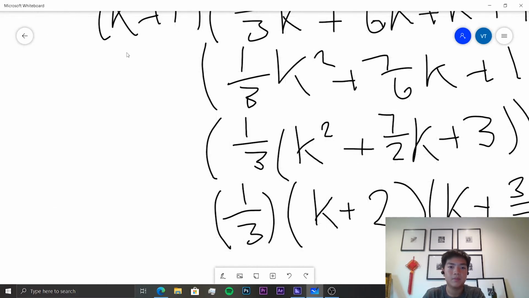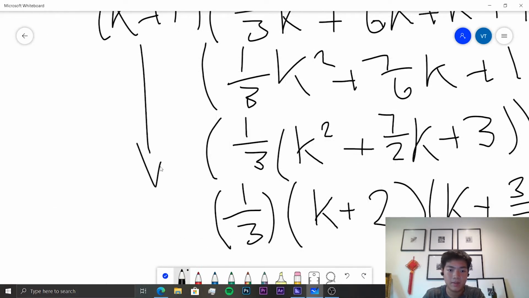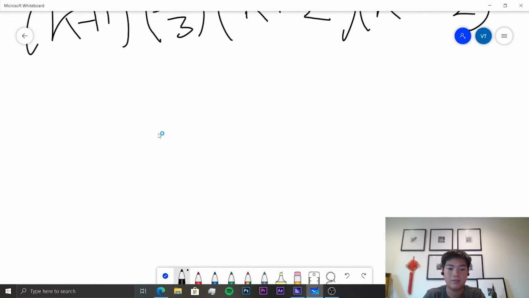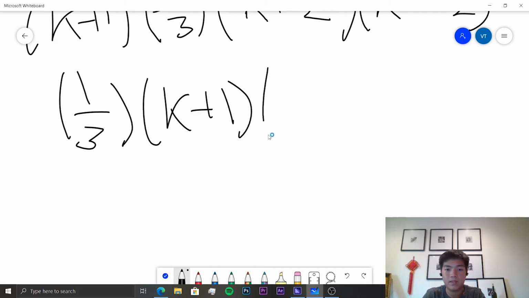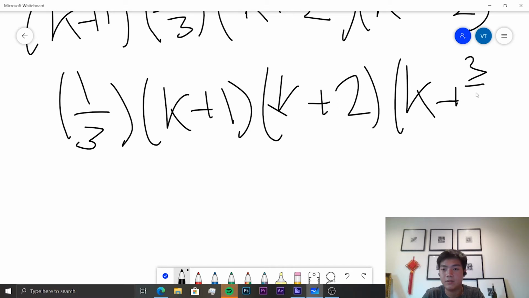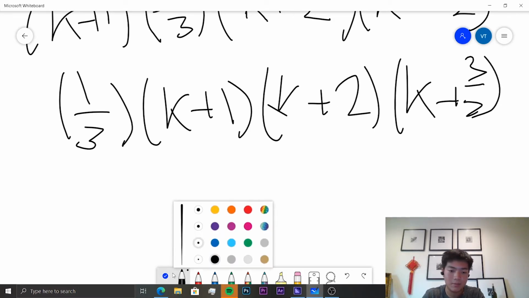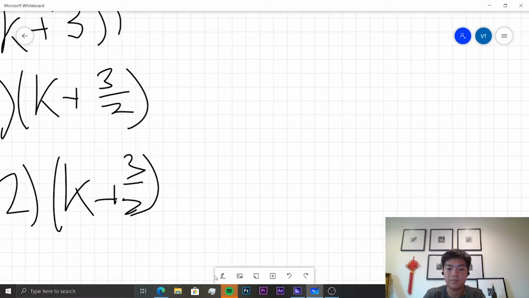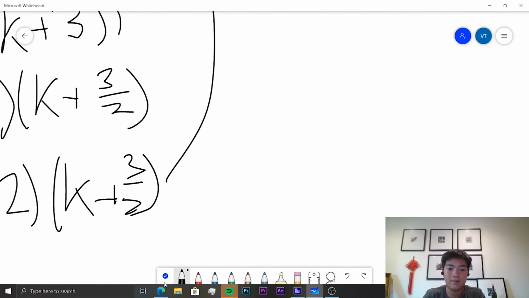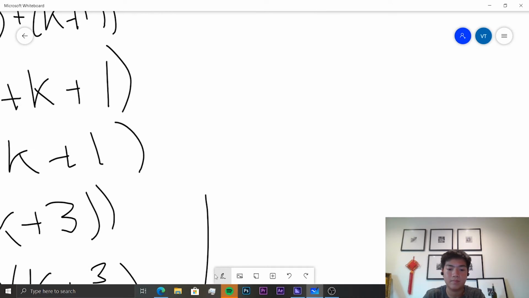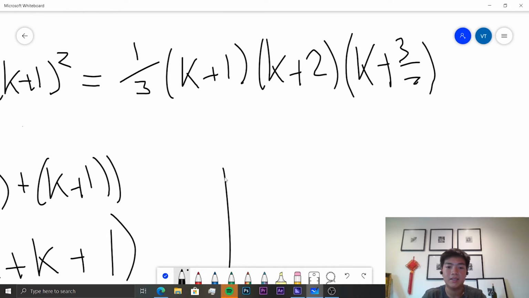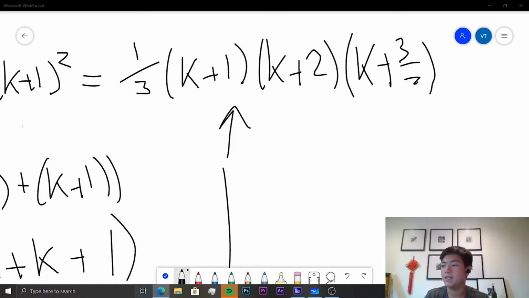So bringing this k plus 1 back down, we have that this sum is equal to 1/3 times (k plus 1) times (k plus 2) times (k plus 3/2). And that's exactly what we needed to prove that it would equal. So if we go all the way back up, as you can see, that's what we needed to prove that it would equal.